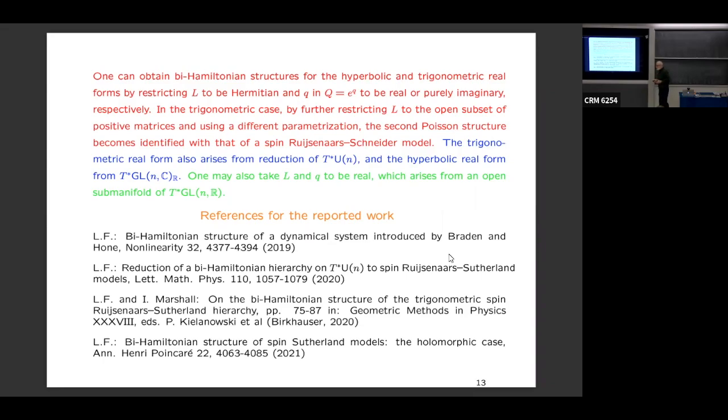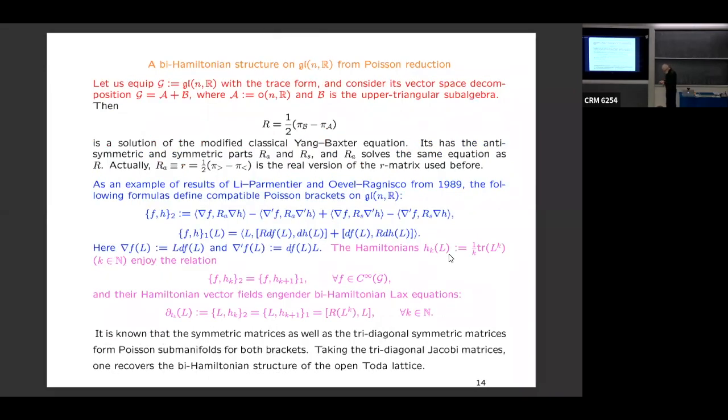Those Bi-Hamiltonian structures for these real forms also have independent derivation, as I mentioned, from the cotangent bundle of T*U(n), and also from the cotangent bundle of this real Lie group GL(n,C) regarded as a real Lie group. And these results were published in four papers. Okay, and now I come to, I'm a little bit behind, not much. I will start a little bit late, remember?